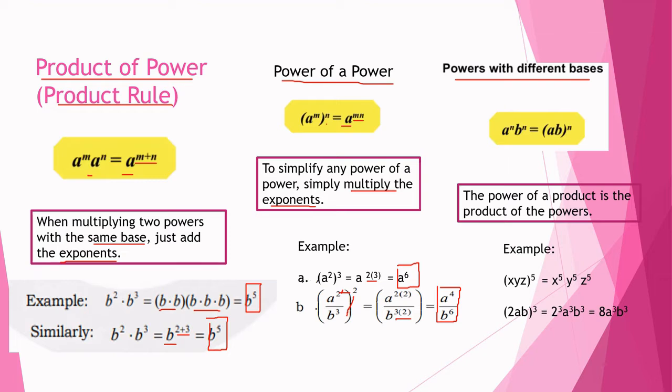Next, the quantity of 2ab raised to the third power is equal to, so we have 2 cubed, ayan, 2 cubed times a cubed times b cubed. Then simplify 2 cubed: we have 2 times 2 times 2. So 2 times 2 is 4, times 2 is 8. Then copy a cubed and b cubed. So therefore the answer is 8a cubed b cubed.